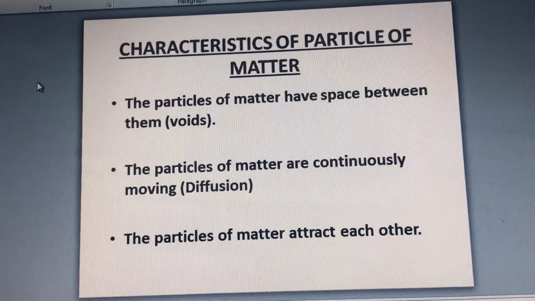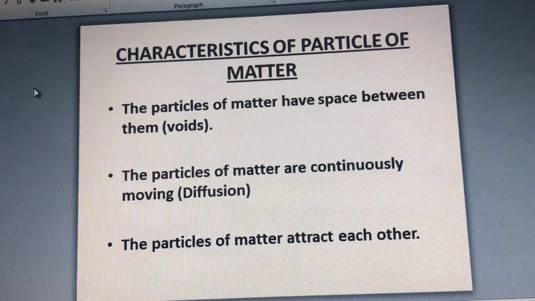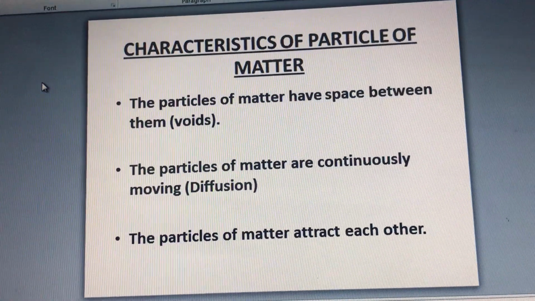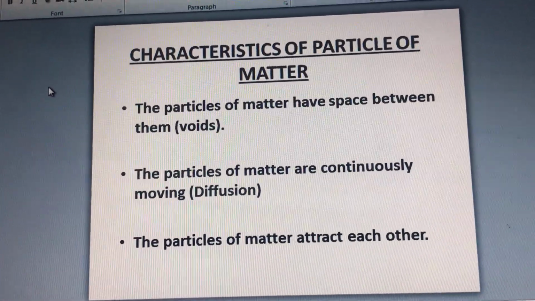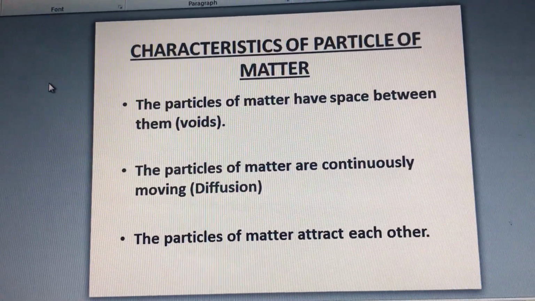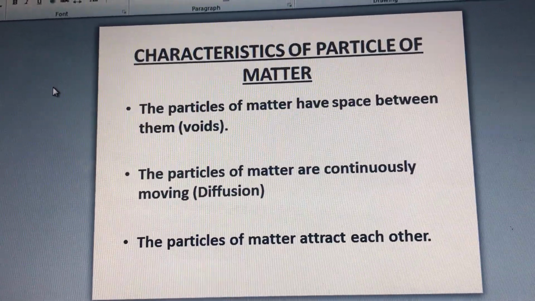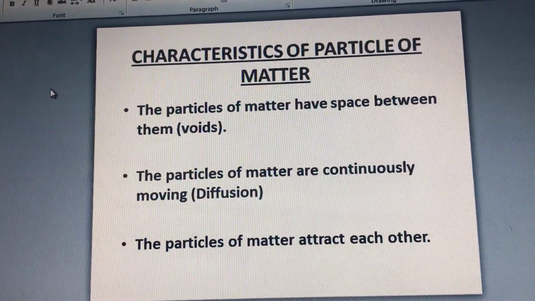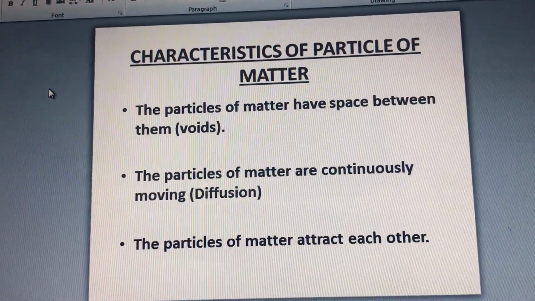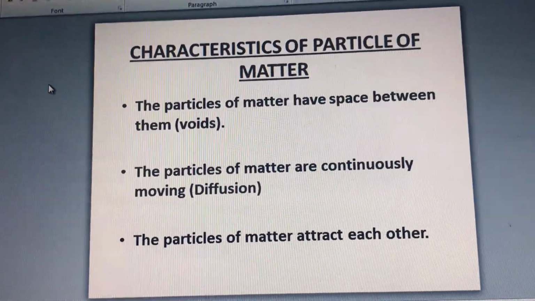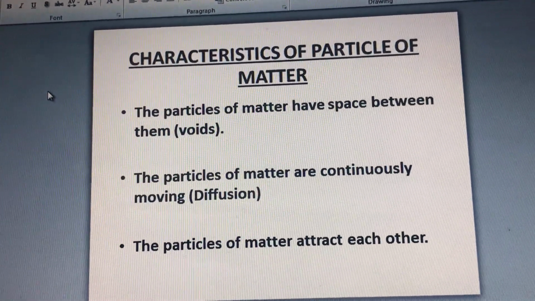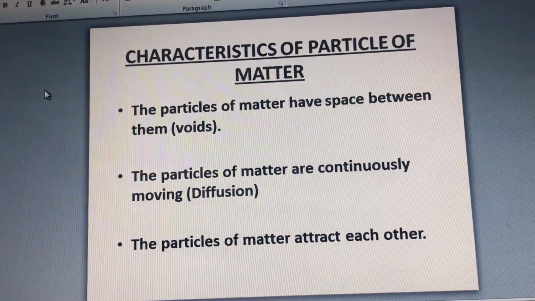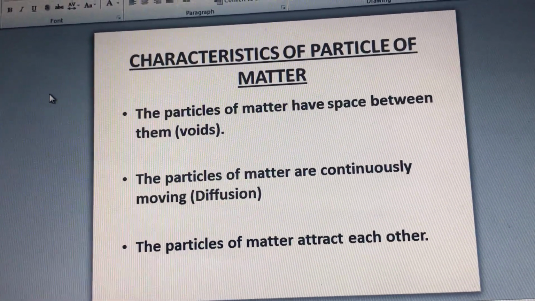Diffusion increases with increase in temperature, because as the temperature increases, the kinetic energy of the particles increases. What is kinetic energy? Kinetic energy is the energy possessed by a moving object. So as the temperature increases, the kinetic energy of the particles will increase, which will result in an increased rate of diffusion.